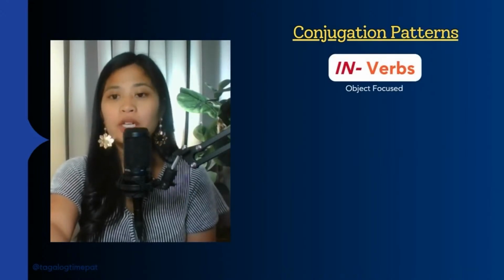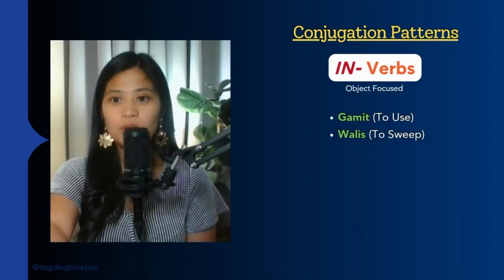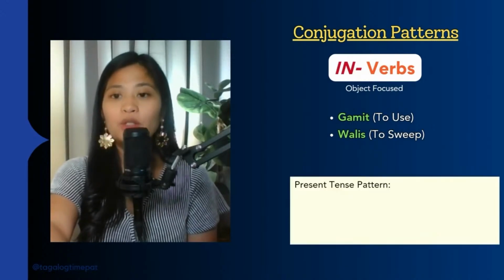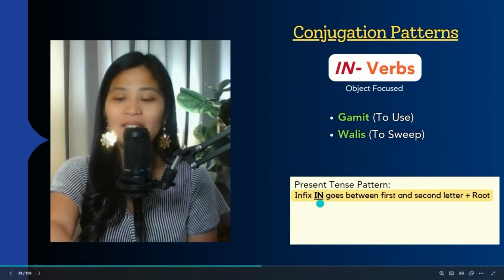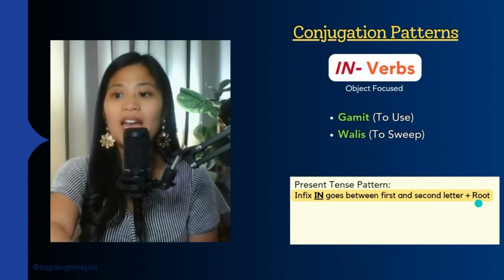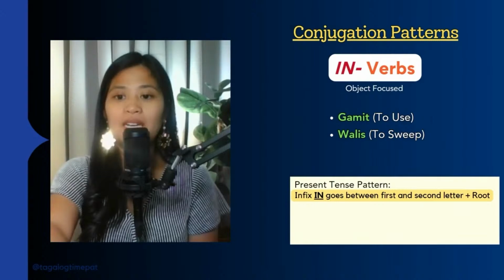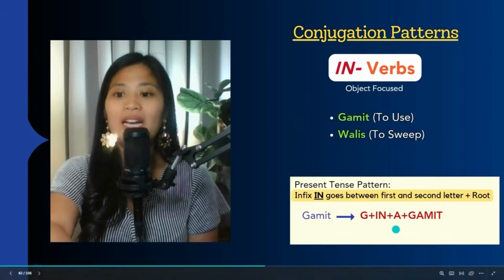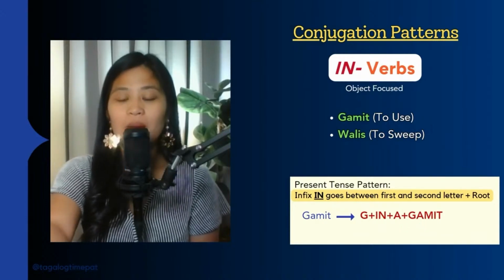These are also object focused. And here are some examples. Gamit means to use. Walis means to sweep. It has a very similar pattern to um verbs. The only difference now is that the infix in goes between the first and second letter, and then it's the root. So gamit, to use, in the present tense becomes ginagamit. Ginagamit ko. I am using something.